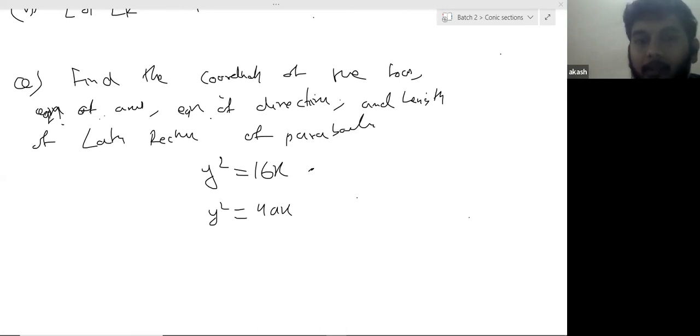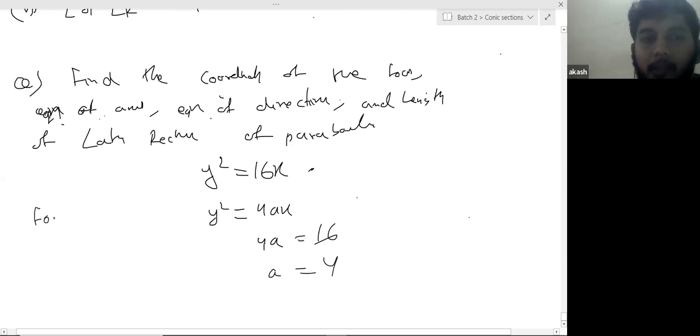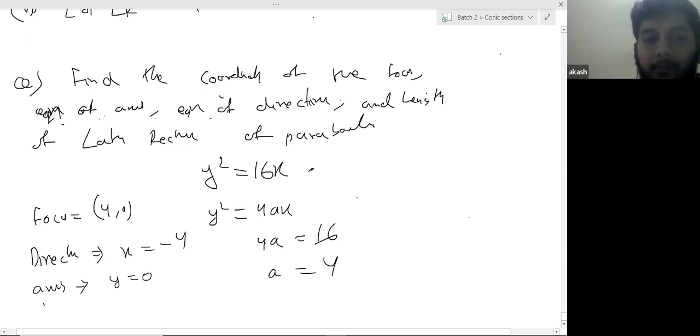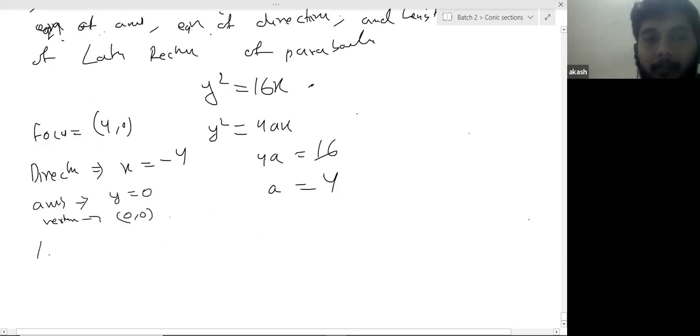Okay, this is type 1, right? y square equals 4ax. So 4a equals 16. That means a is 4. So focus is a comma 0, that is 4 comma 0. Directrix is x equals minus a, that is minus 4. Axis is y equals 0. Vertex is 0 comma 0. And length of latus rectum is 4a, that is 16. All right.